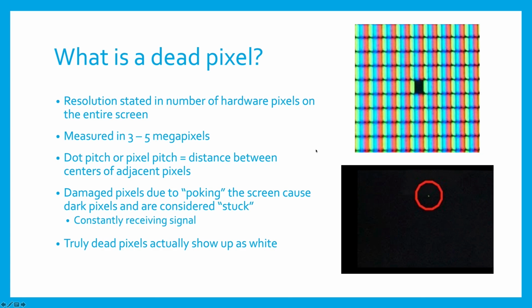So if you poke the screen, like it says here, you can actually cause damage, which is a dark pixel like this one. So this one up here that has the black pixel in it is caused by someone poking the screen. And it remains dark because it's constantly receiving a signal. If you have a truly dead pixel, it will actually show up white, like here.